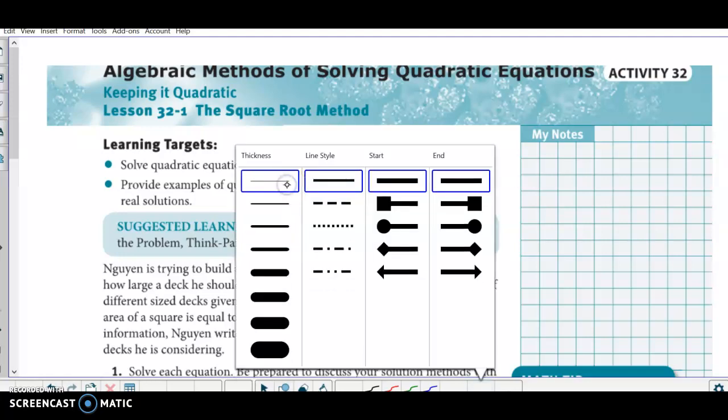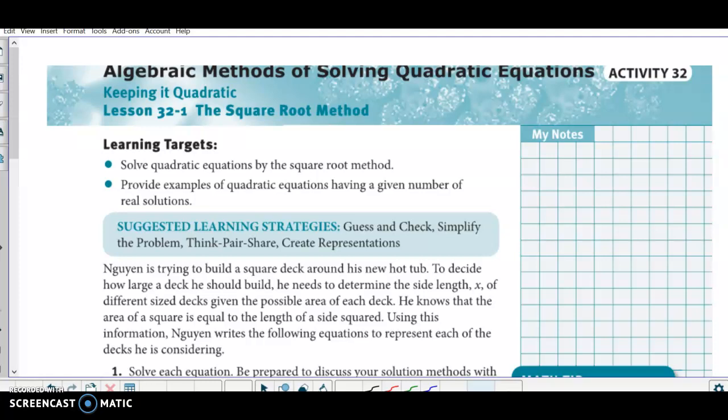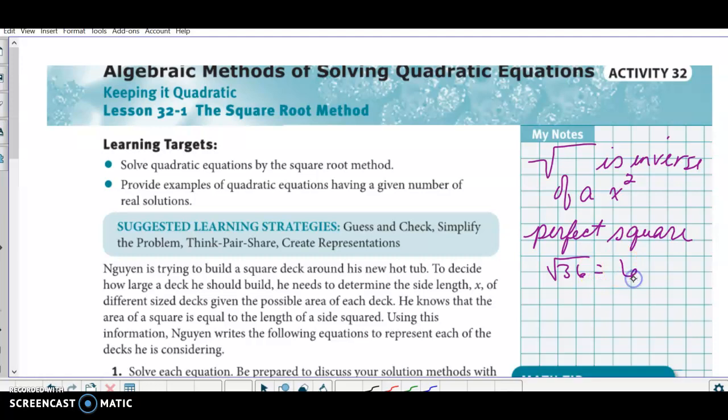Today we're going to talk about the square root method. Keep in mind that when we take the square root of something, a square root is the inverse of a square, right? We also need to keep in mind that sometimes we have perfect squares, which are like when we did the Pythagorean theorem in 7th grade.